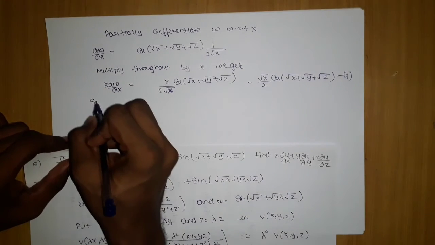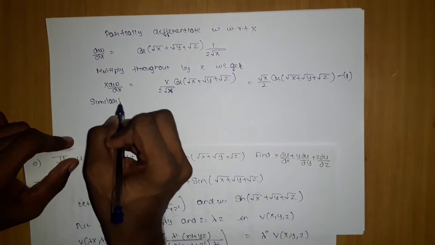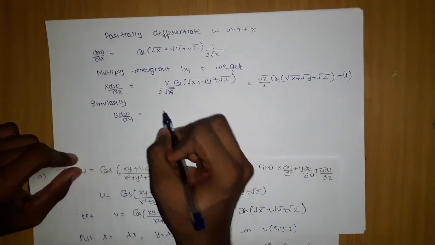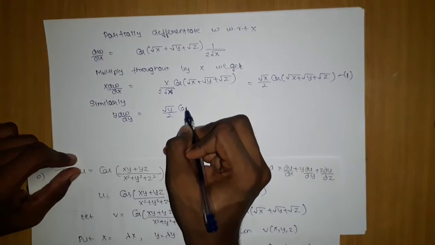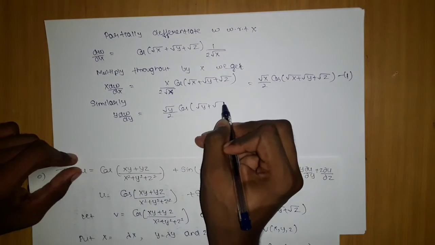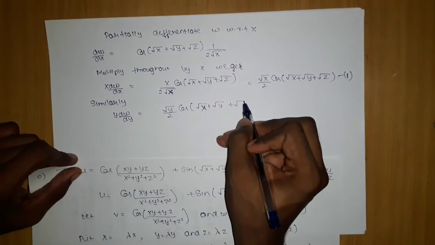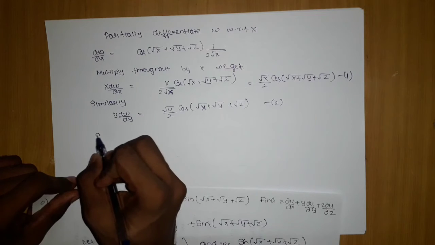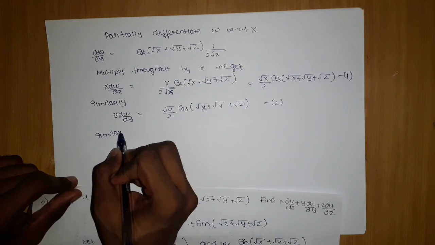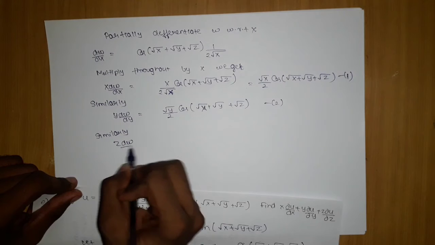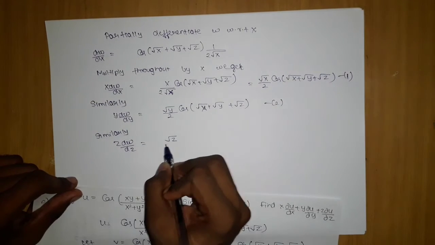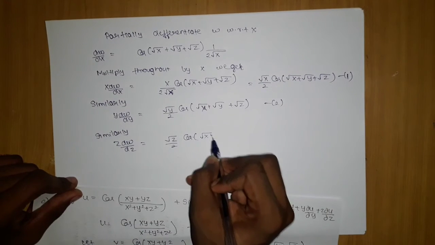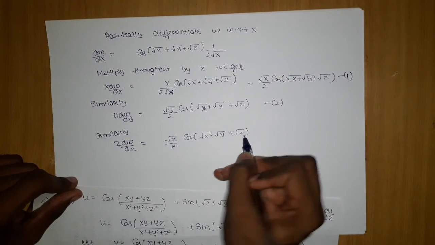After doing this similarly, what we can write? y ∂w/∂y will be nothing but √y by 2 cos(√x + √y + √z). Call it 2. And similarly, z ∂w/∂z is nothing but √z by 2 cos(√x + √y + √z) equals to 3.